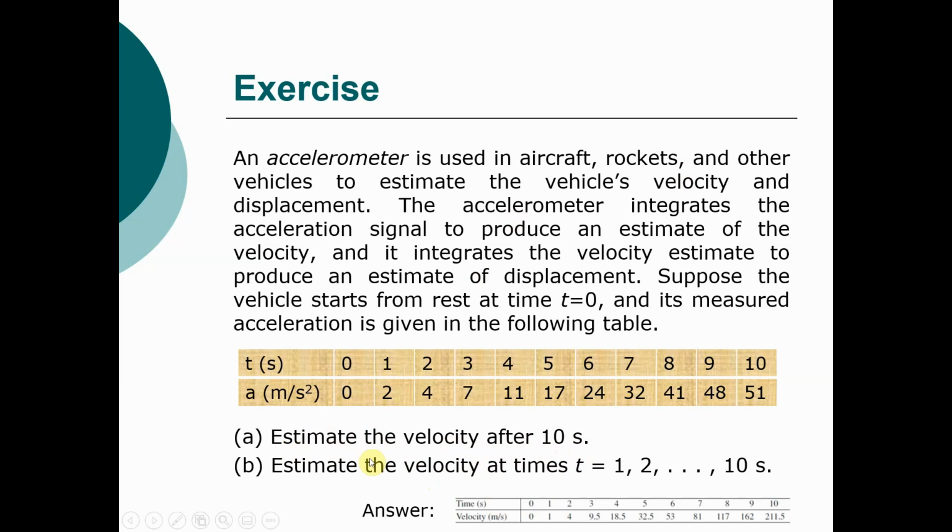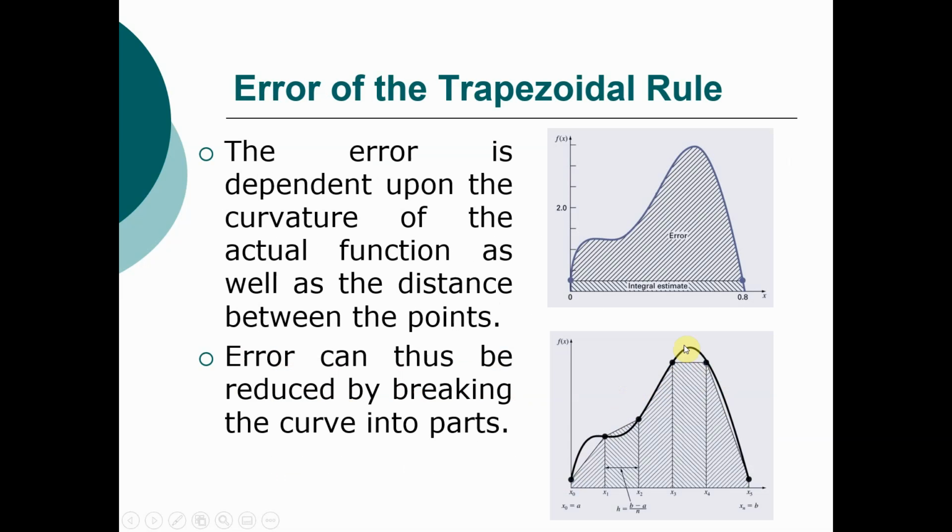In part A, it's asking you to estimate velocity after 10 seconds. If you want to use a simple trapezoid rule, which is going to be very erroneous, it would have a very low degree of precision. We can just use the data points at the beginning of the interval and at the end of the interval, find the line that connects them and find the area below that trapezoid. But this is not going to be very accurate. Instead of doing that, we can do what we had here.